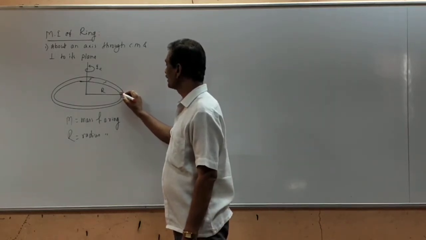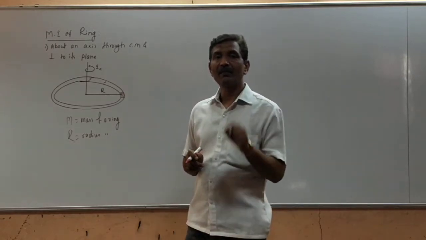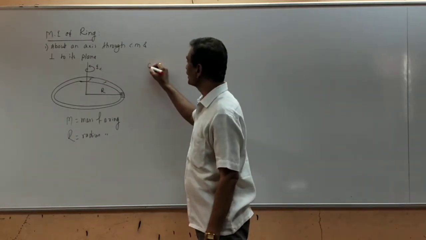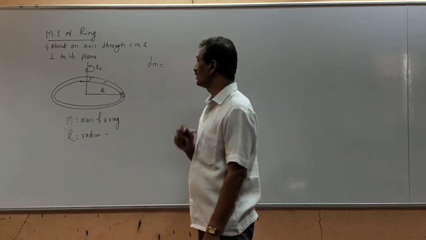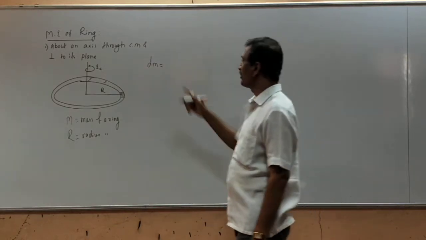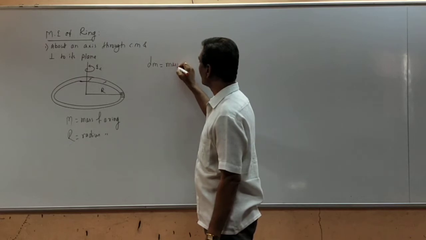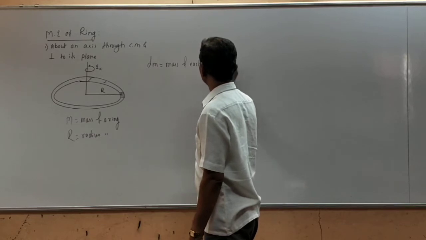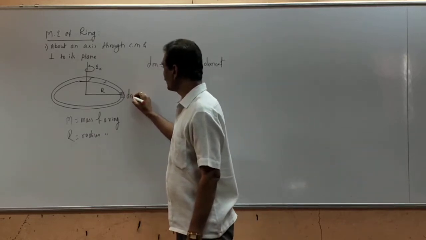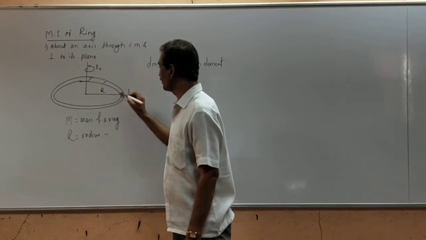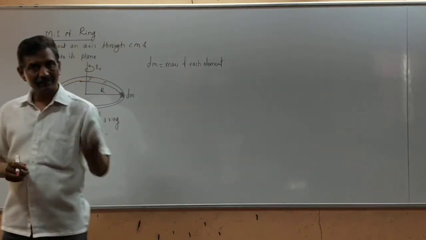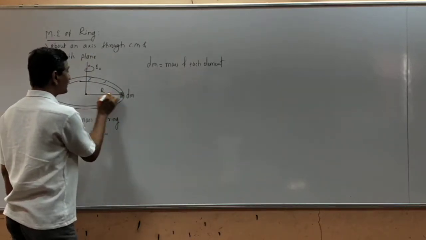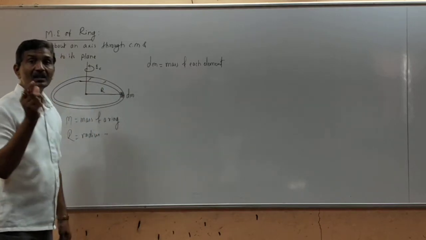Consider the ring is made up of a large number of small identical elements, each of mass dm. So dm is the mass of each element. One element we consider here. This is the element of mass dm, and it is very small. The question is, what is its distance from the axis of rotation? It is nothing but the radius of the ring.